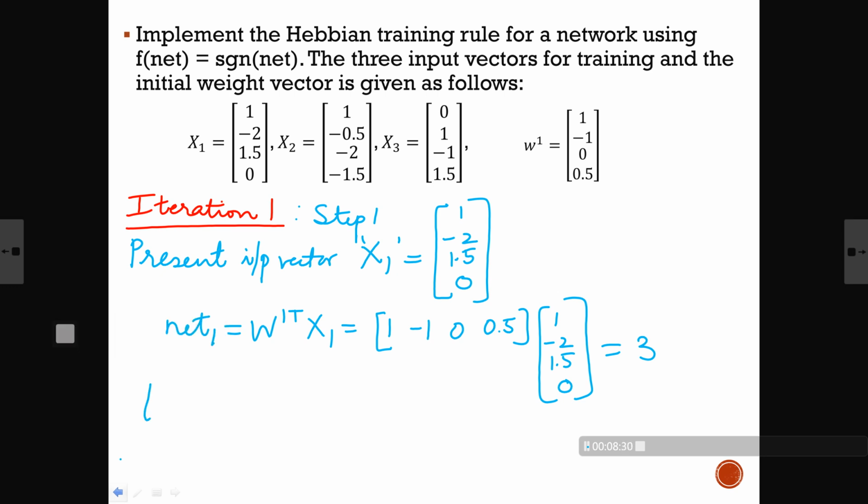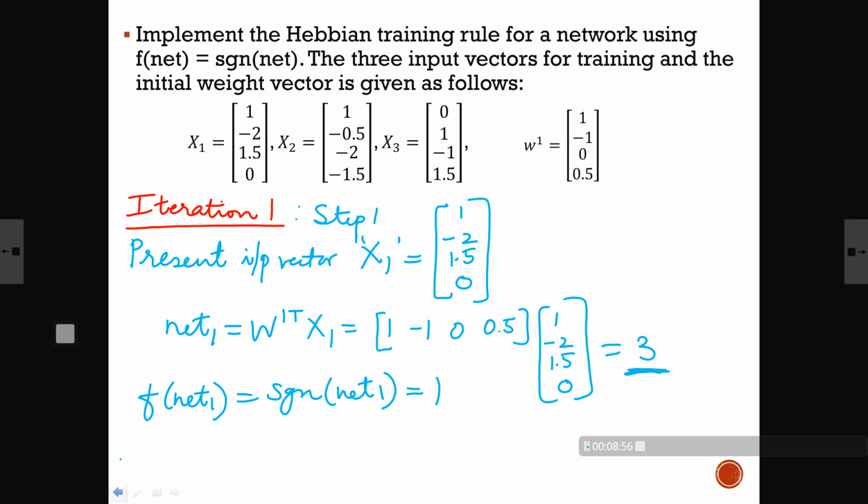After doing this, we have to find f of net 1. What is this f of net 1? It is the sign of net 1. When I say sign of net 1, it only means the sign of this particular number. It is as simple as that. If this number is positive, then the answer is 1. If the sign of net 1 is negative, then f of net 1 is equal to minus 1.